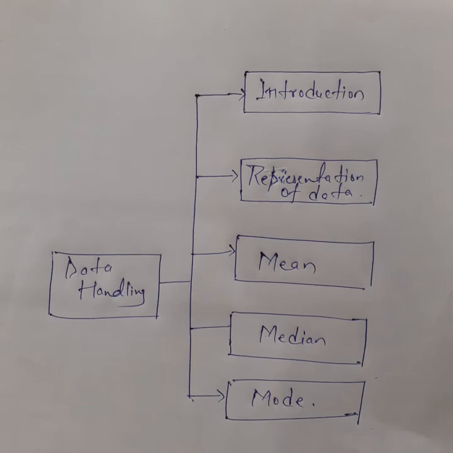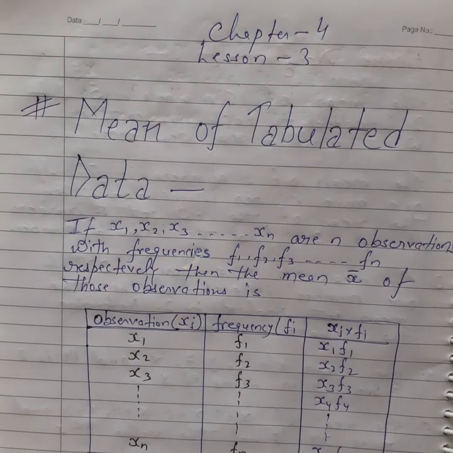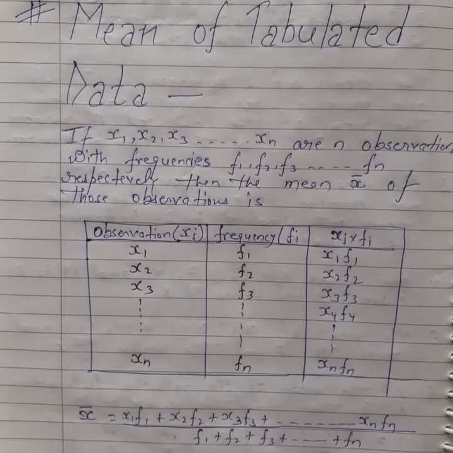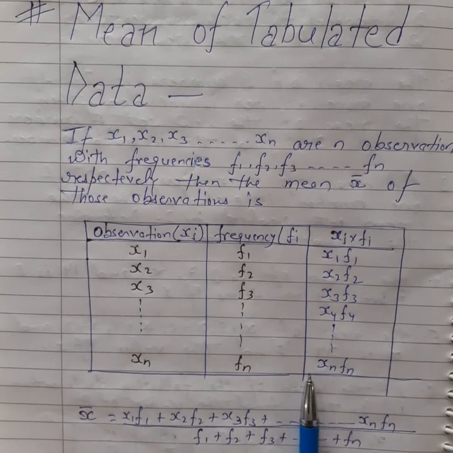In the previous video, we learned how we calculate the mean of given data or ungrouped data. In this video, we are going to discuss how we calculate the mean of tabulated data or grouped data. Tabulated data means how you calculate the mean if the frequency distribution of any data is given.